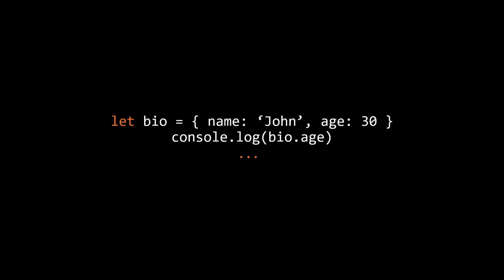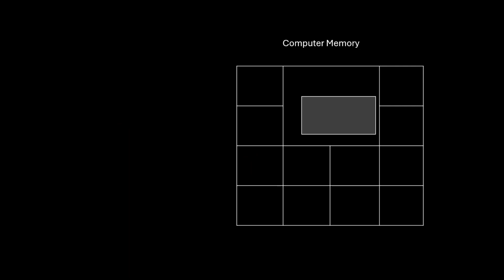What will the value of bio.age be? As expected, 30. Now, let's visualize how objects are stored and accessed in the computer memory. Unlike primitives where the computer allocates a fixed size for storing them, the allocated size of object types are typically larger. When we assign a variable to an object, the pointer does not actually point to the object itself, but to the hexadecimal address where the object is stored.